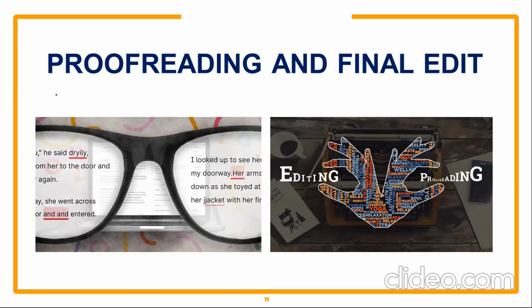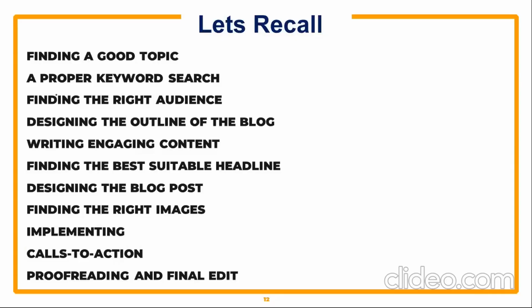So friends, let's have a recollection. Let's recall all the important techniques for writing a quality blog post. Number one, finding a good topic. Number two, proper keyword research. Number three, finding the right audience. Number four, designing the outline of the blog. Number five, writing engaging content. Number six, finding the best suitable headline. Number seven, designing the blog post. Number eight, the right images. Number nine, call to action. And the last one, proofreading and final editing.